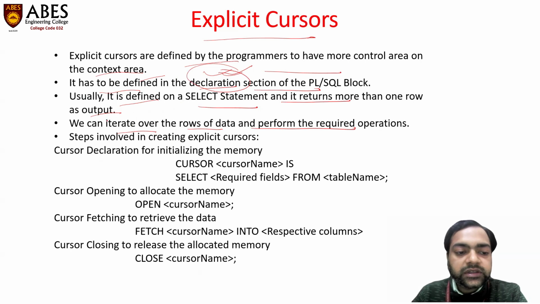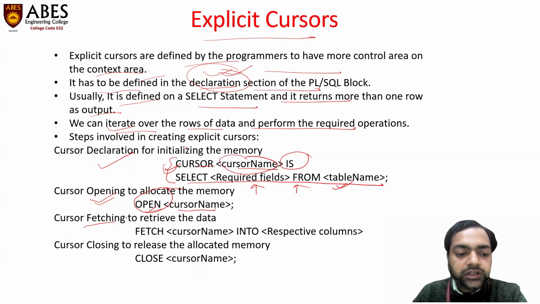So basically this will be the cursor declaration for initializing the memory. How will it be done? It will be written as cursor, then we provide the cursor name, and then the is keyword. After that we provide the select statement: select the required fields, meaning the columns of the table, then from and the table name. In this fashion we declare our cursor for initializing the memory. Next is cursor opening, to allocate the memory. So we need to open the cursor, and the open keyword is used with the cursor name we have provided here.